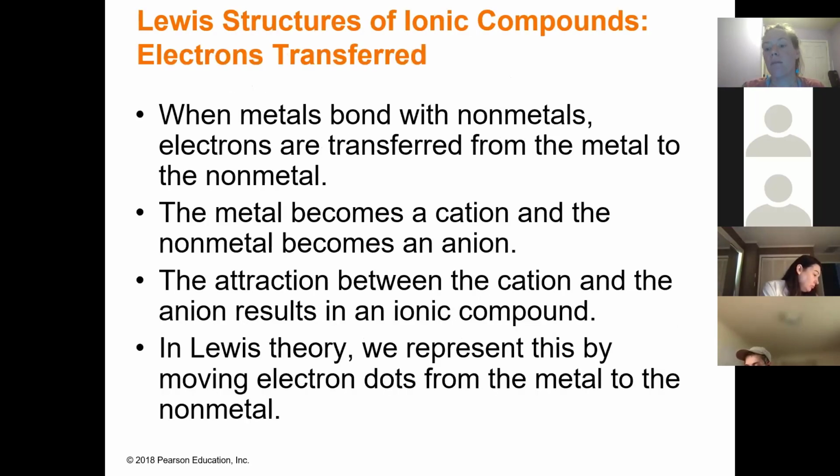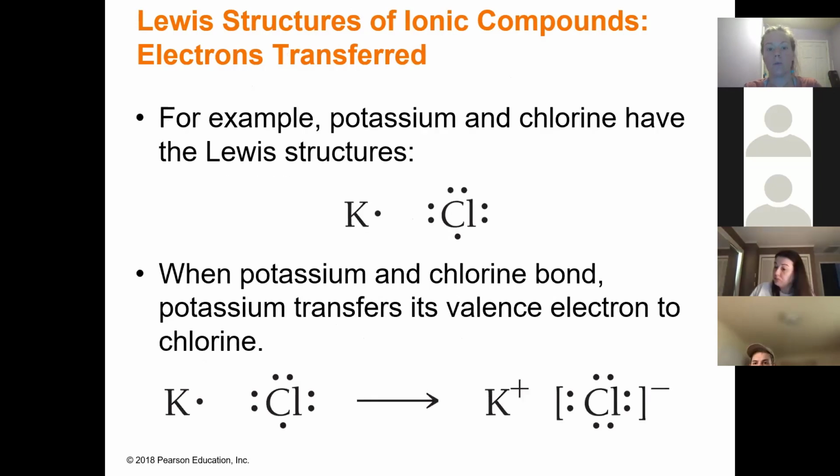So when a metal bonds with a nonmetal, electrons get transferred from the metal to the nonmetal. The metal becomes a cation, it becomes positively charged. The nonmetal becomes an anion, which is negatively charged, and then they stick together, right? They attract each other. So we can see this happening with Lewis structures.